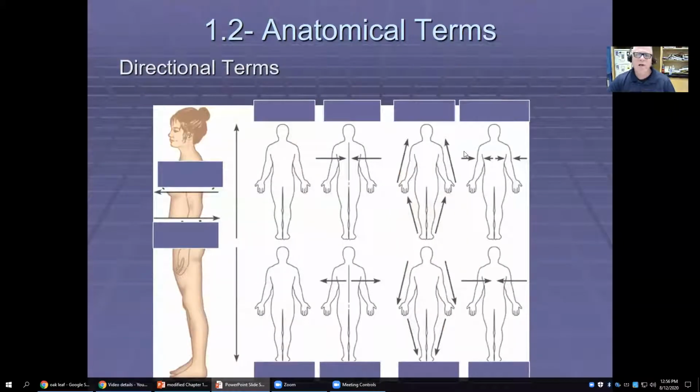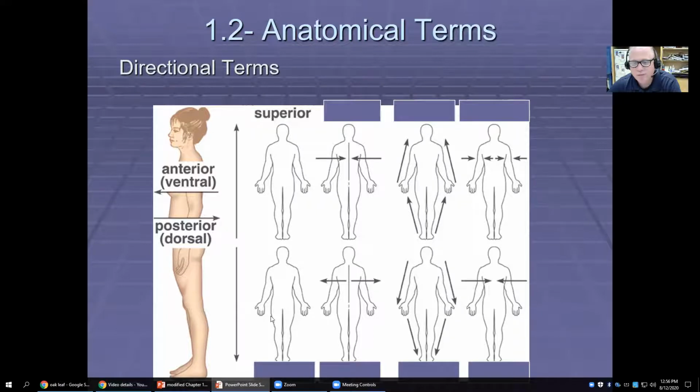Now, all these are pictures of anatomical position, and here is a girl facing sideways. Anything pointing towards the front is called the ventral or the anterior, and anything towards the back is the posterior or dorsal. Anything going towards the head is superior, and anything going towards the feet is inferior. So you might say the head is superior to the shoulders, or the waist is inferior to the shoulders. It always has to be in relation to something else.